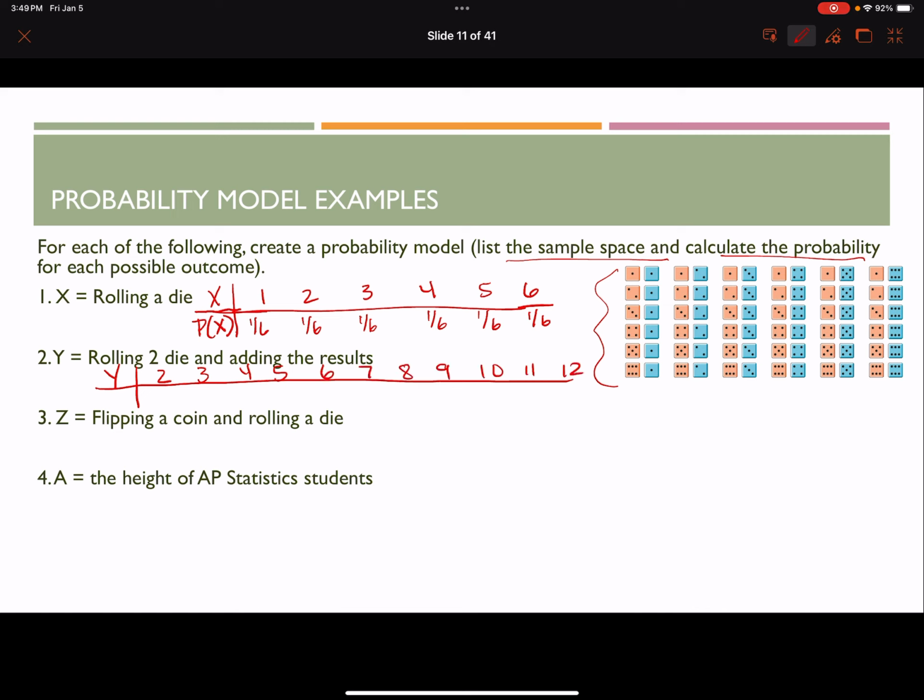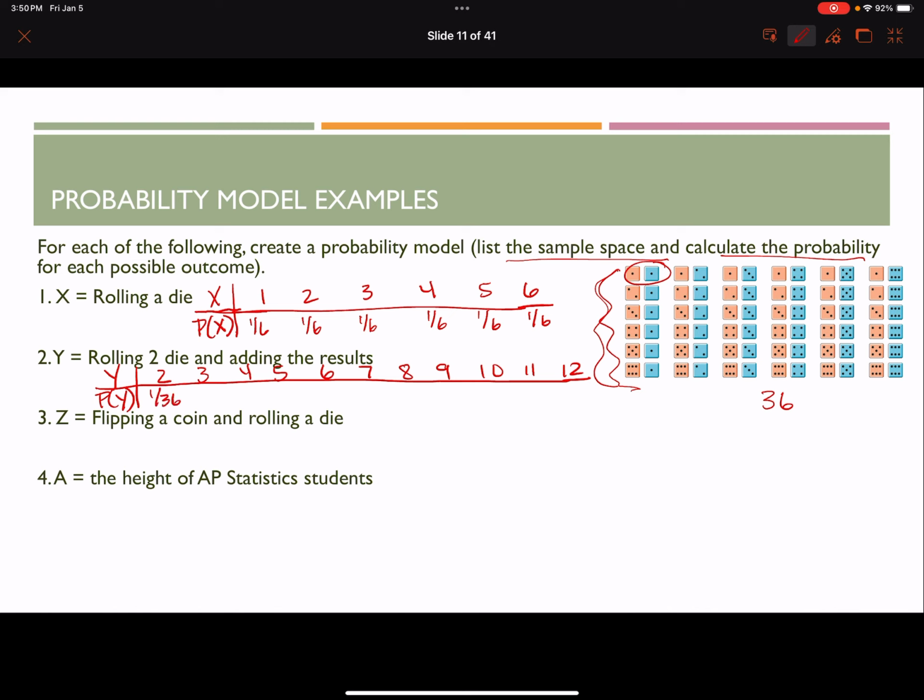Okay, now I need the probability of each of those Y's. Now here's the thing. Each of these sums is not equally likely. Each of these 36 possible outcomes is equally likely, but some of them sum to the same number, right? So now I need to go through and count how many of them sum to 2. I know there's 36 total, right? Well, these are the only 2 that sum to 2. So the probability of getting a sum of 2 is 1 out of 36.